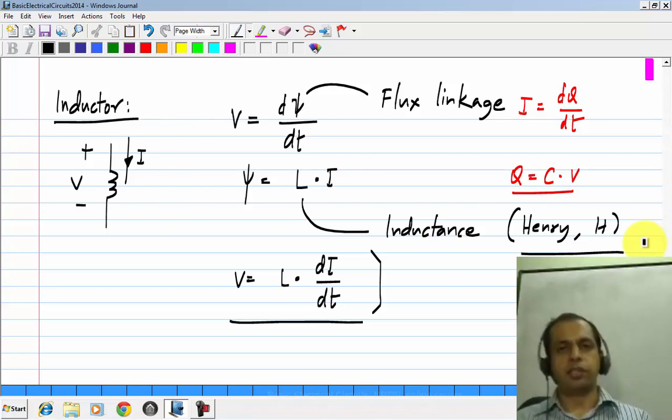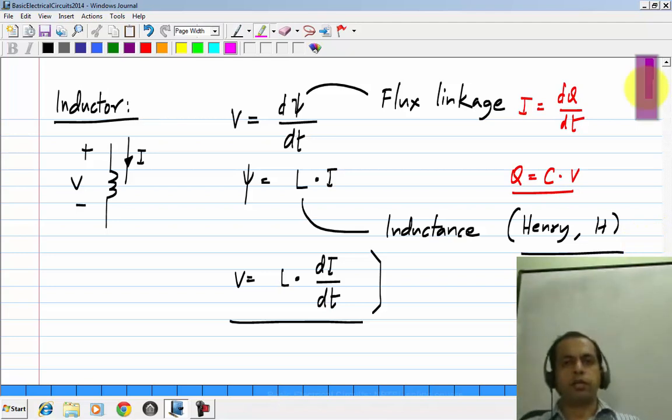So what does this relationship say? If the current is increasing at the rate of 1 ampere per second and if the inductance is 1 Henry, the voltage across the inductor will be a constant which is equal to 1 volt. Okay.